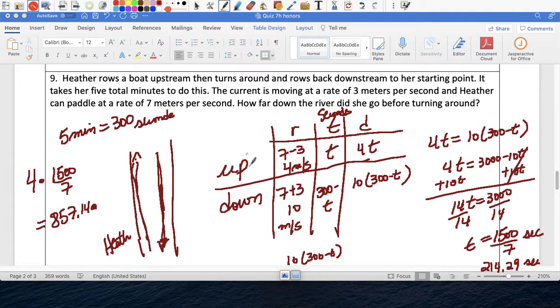And if you, instead of multiplying 4, which is her speed going up, times the fraction value, let's say you multiply 4 times 214.29 seconds, we get something very similar. 4 times 214.29, you get 857.16. Very slight difference in meters. Okay. That's that for this question. It's a really nice question.